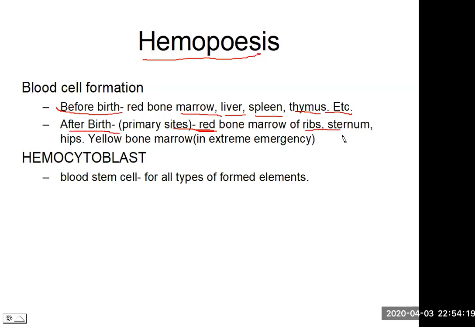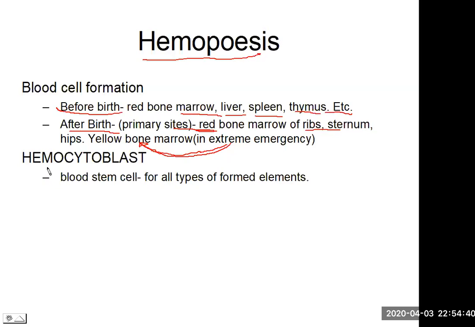But we also previously studied yellow bone marrow, and that's a secondary site. Okay, when there's a larger need to produce more blood cells, you can imagine after injury, after some large amount of blood loss, the yellow bone marrow could be used as a secondary site for hemopoiesis.